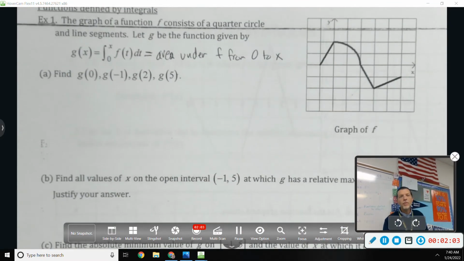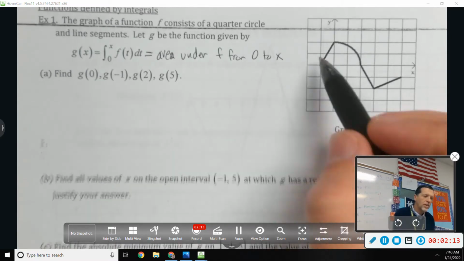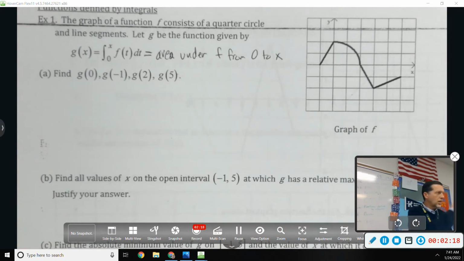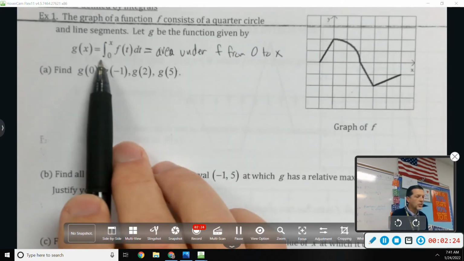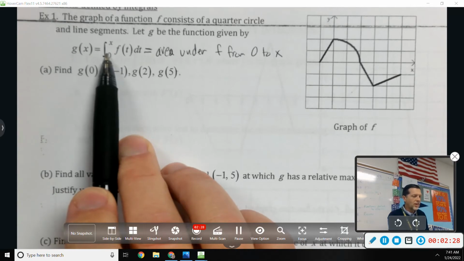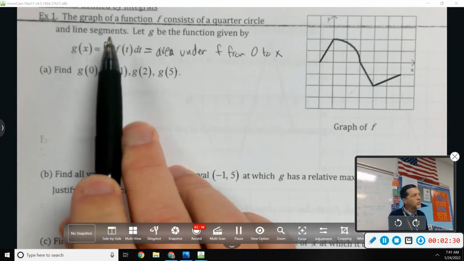It may be helpful to write that every time you get one of these problems. It forces you to slow down and think, okay, g of x just means the area under f from 0 to wherever we're looking for. Why is it the area under f and not the area under g? Because it's the integral of f. So area under f from 0 to x.